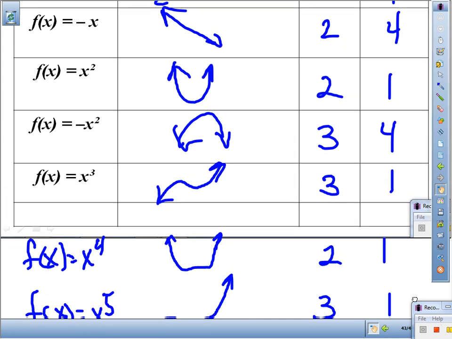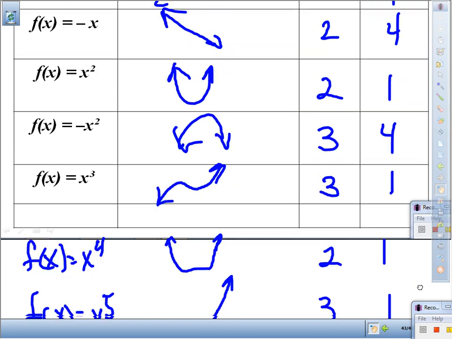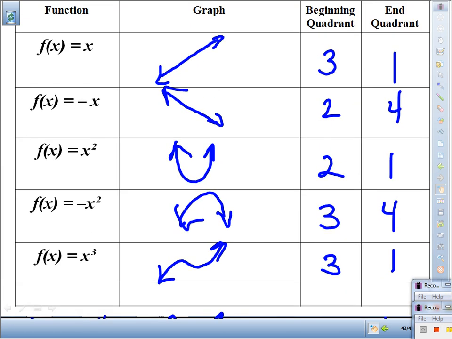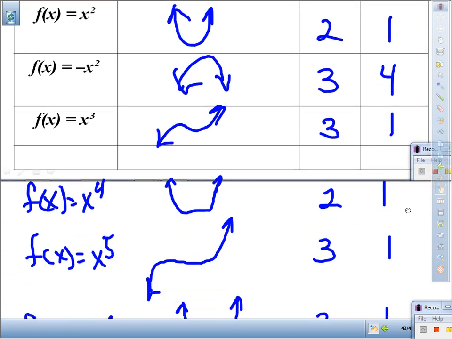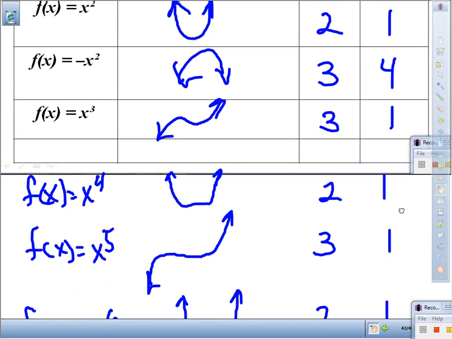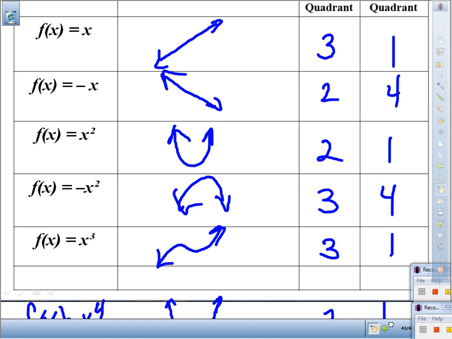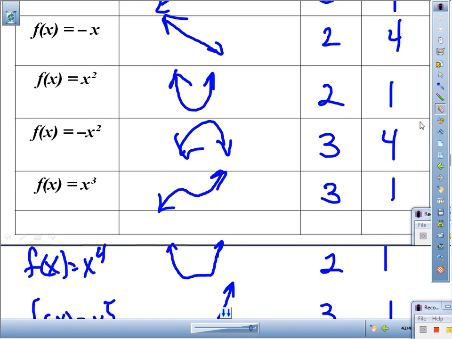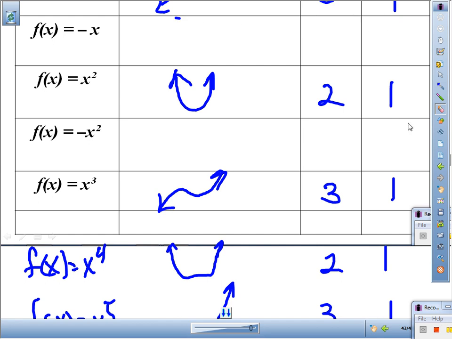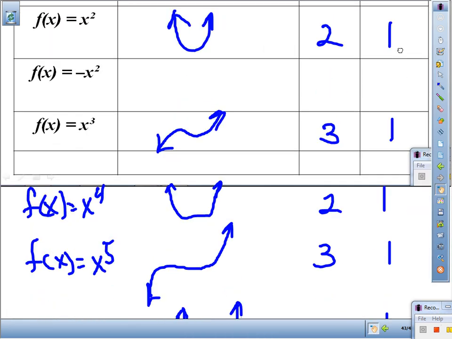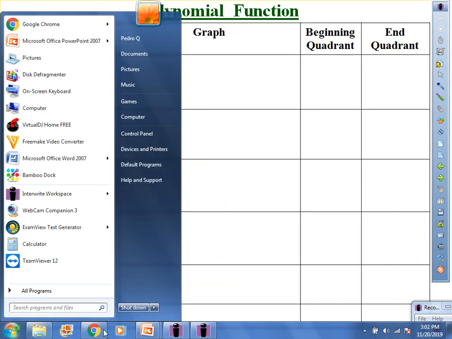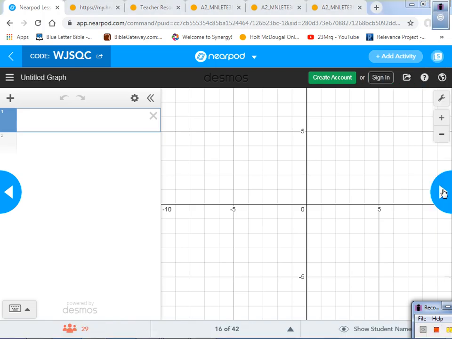Look at those. There's a pattern here. Observe it, don't say it out loud, keep it to yourself. And by the way, let me take out the negatives for right now. Did anybody catch the pattern? All right, let's see if it's true.